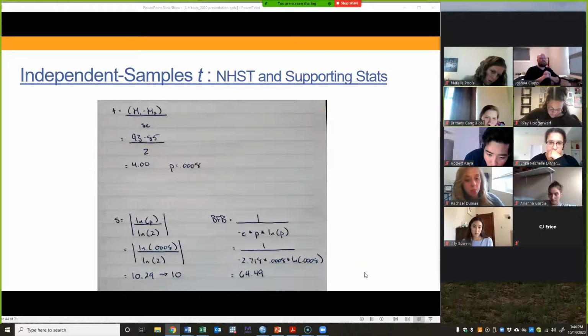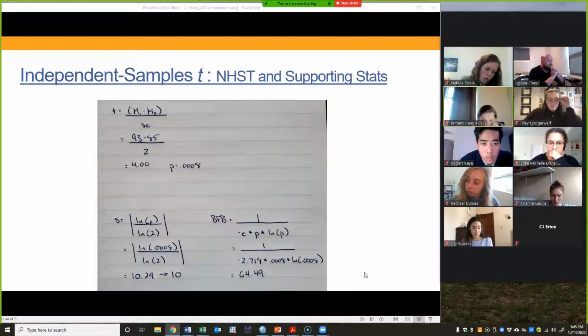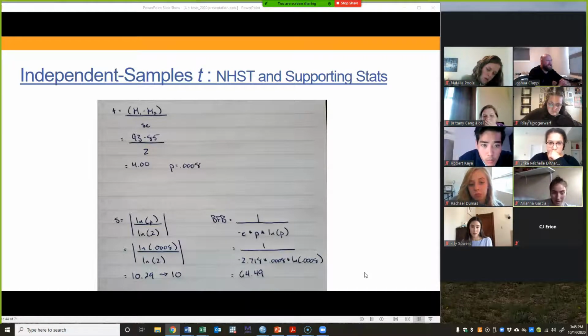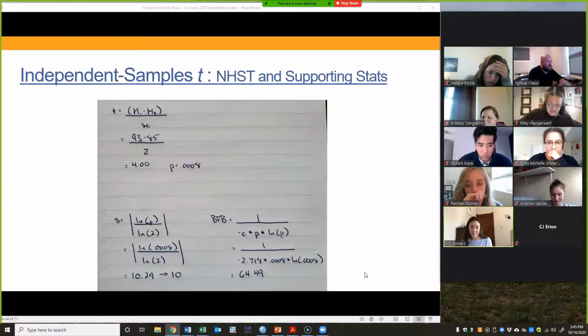Can someone tell me where I got 2.718? What is that? Ari, do you know where I got 2.718? No. Anybody a math nerd? Allie, where did I get 2.718? Could that be like what you think it is in the population? Or your guess for what the alternative hypothesis is? Okay. Like what the difference will be?